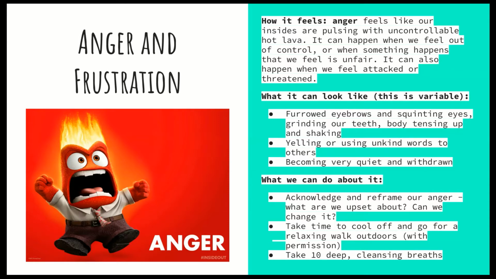So when we feel angry, here's some things that we can do. We can acknowledge and reframe our anger, all right? I like to refer to this as naming it and taming it. So what exactly are we upset about? Is it something that we can change, or is it something that we ourselves have to adjust to? Also, taking time to cool off and go for a relaxing walk outdoors is a great way to think through and process your emotions without acting out before thinking first.